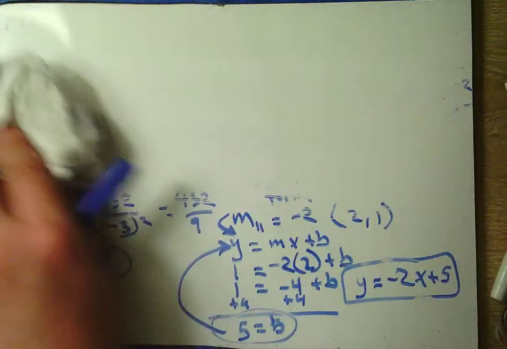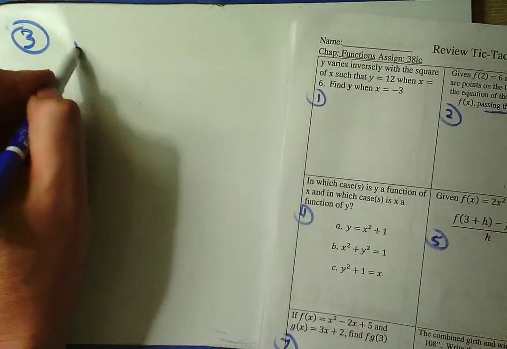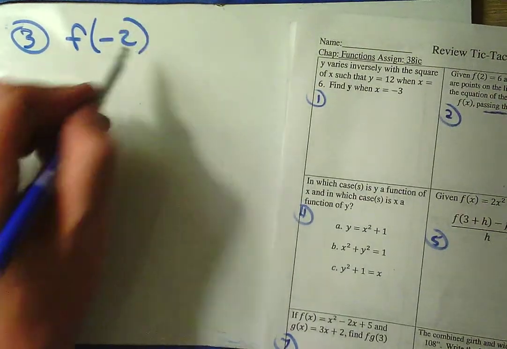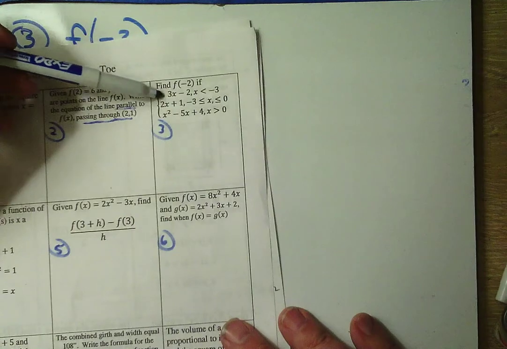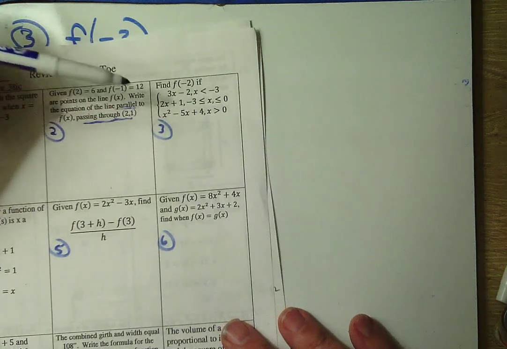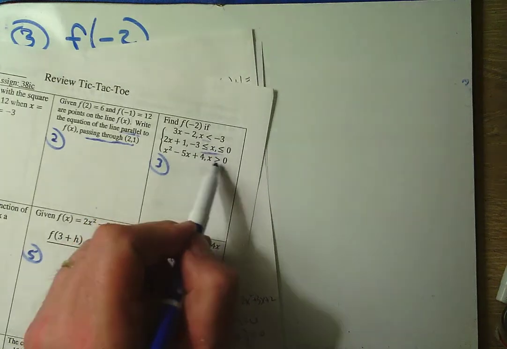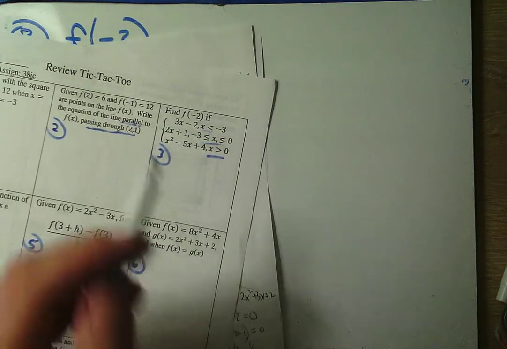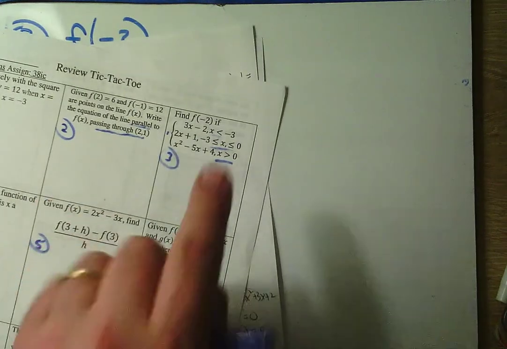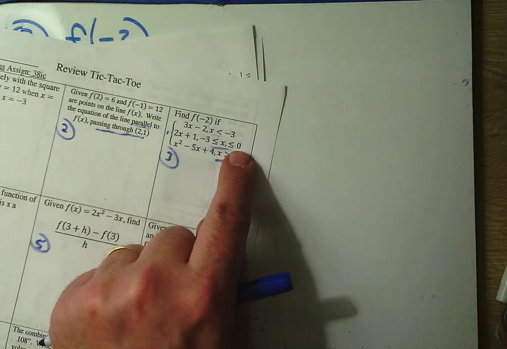All right, let's take a look at number 3. Number 3 gives us a piecewise function and asks us to find f of negative 2. So when I look at this piecewise function, I notice there are 3 pieces. Please also notice these things over here. These things over here are domains. I only use this middle piece for x values between negative 3 and 0.